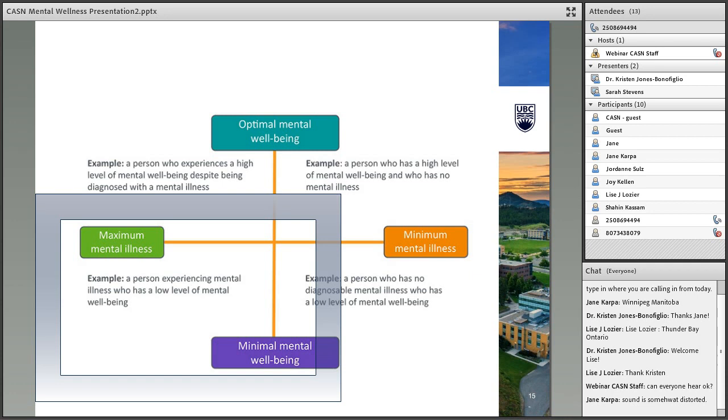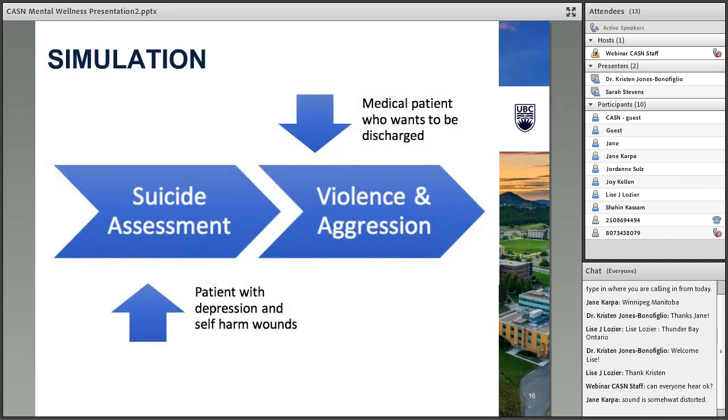Okay, so halfway through the semester, we then switched to the left-hand side of the diagram, to the mental illness spectrum. As Tori mentioned, we do simulation in our program. Before the students enter practice in acute care, they complete two simulations using standardized patients. The first is a suicide assessment with a patient who has depression and self-harm wounds. The second simulation, on a different day, is a medical patient who wants to be discharged, and we have to use de-escalation strategies to prevent a violent situation.